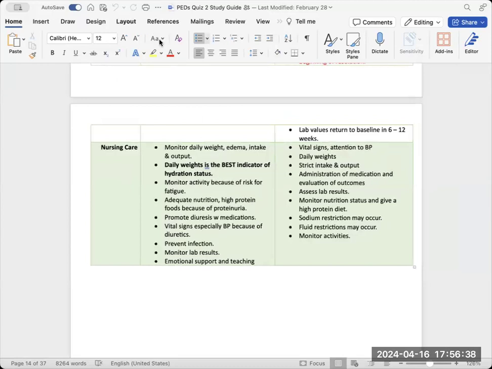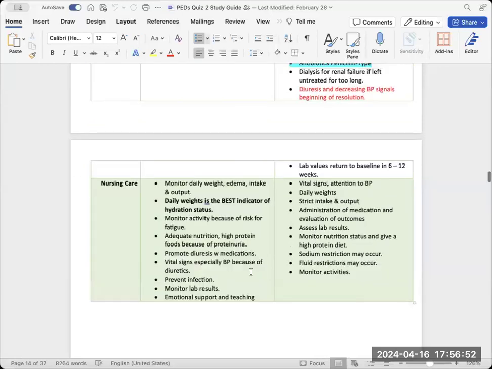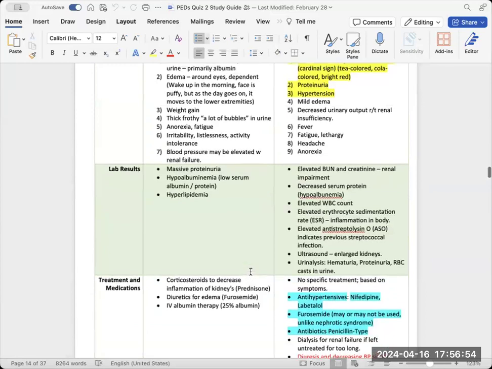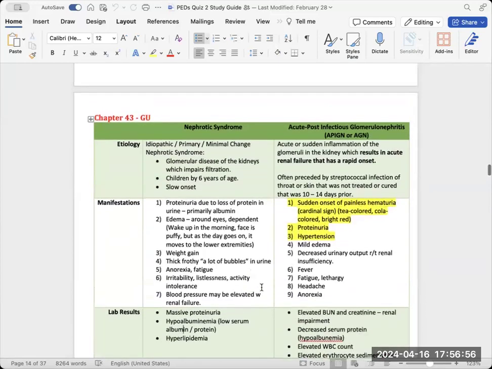For acute post-infectious glomerulonephritis, we want to monitor the blood pressure because we know that peeing a lot and decreasing blood pressure indicates resolution, or that this disease is getting better, not worse. For nephrotic syndrome, we also want to prevent infections, monitor labs, and provide emotional support and teaching. But knowing what labs you see, what medications, and the manifestations is really going to help you know the difference between these two.